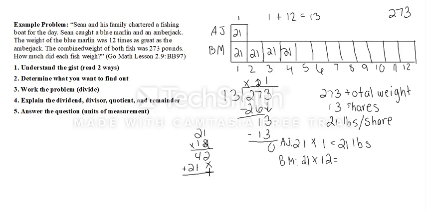Last step is to add. We get 2, 5, and 2. So that means the blue marlin is 252 pounds because it is 12 times bigger than this amberjack. I can even add those numbers together, and I should get my original total weight of 273. And I do, which is the total weight.